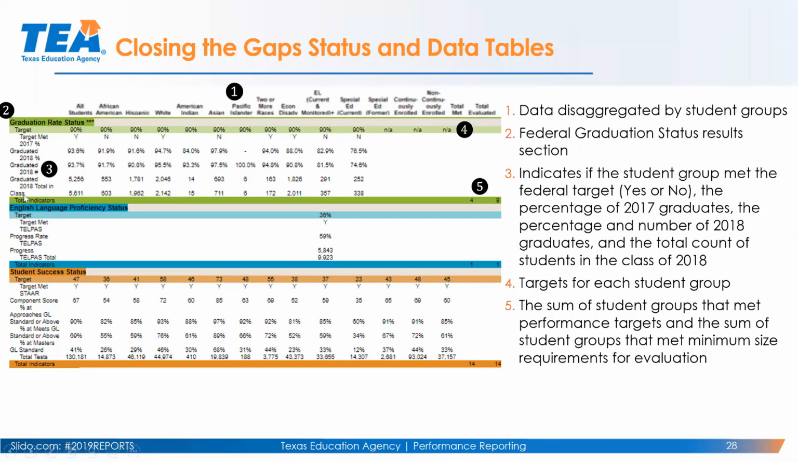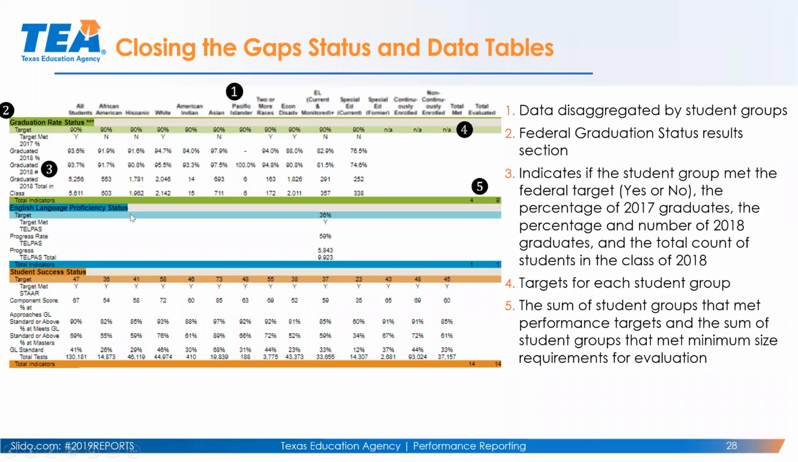So let's look at all students. The target is 90% for all students. I'm looking at my class of 2018. My total in the class is 5,611. From there, 5,256 graduated and walked the stage. Numerator over denominator gets me my 93.7 for my class of 2018, which is above 90%. So yes, that student group did meet their target for all students.